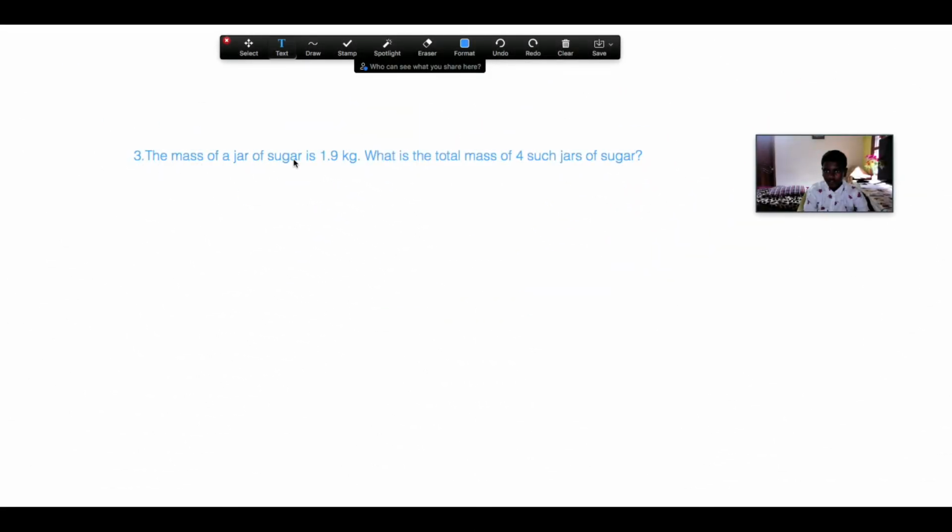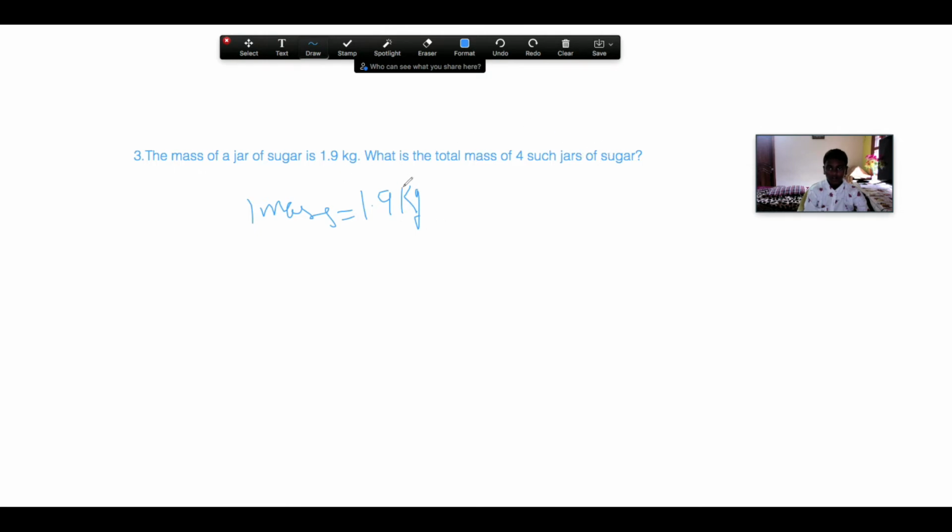Okay friends, let's jump into the third question. The mass of a jar of sugar is 1.9 kg. What is the total mass of 4 such jars of sugar? So friends, one jar of sugar is 1.9 kg. So what is the total mass of 4 such jars? So means we should not do addition here, friends. So here we should do multiplication.